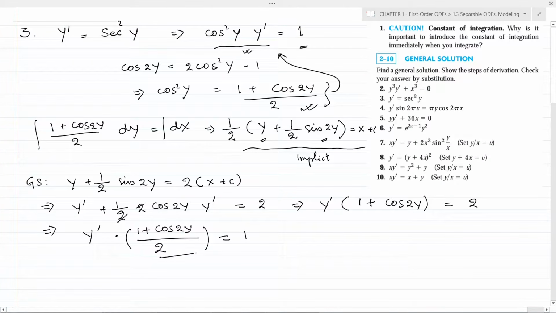so we can write this term as cos square y, which implies y dash multiplied by cos square y is equal to 1, or y dash is equal to sec square y, which is the original differential equation. So we see that our general solution is correct.